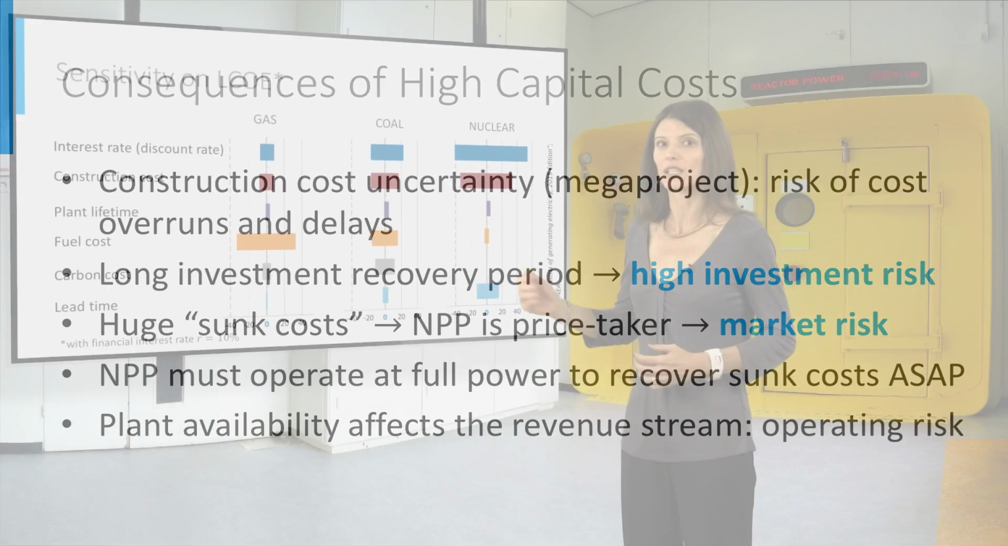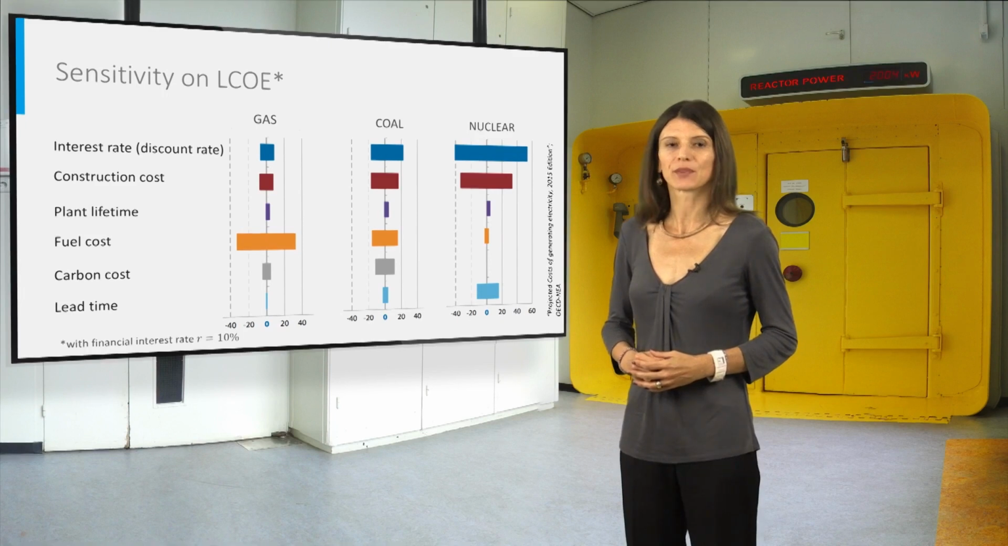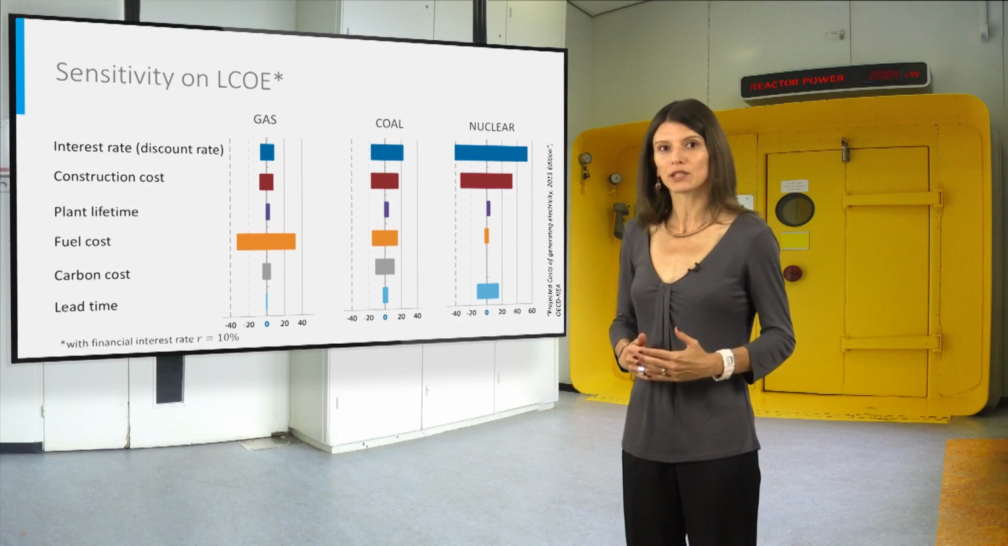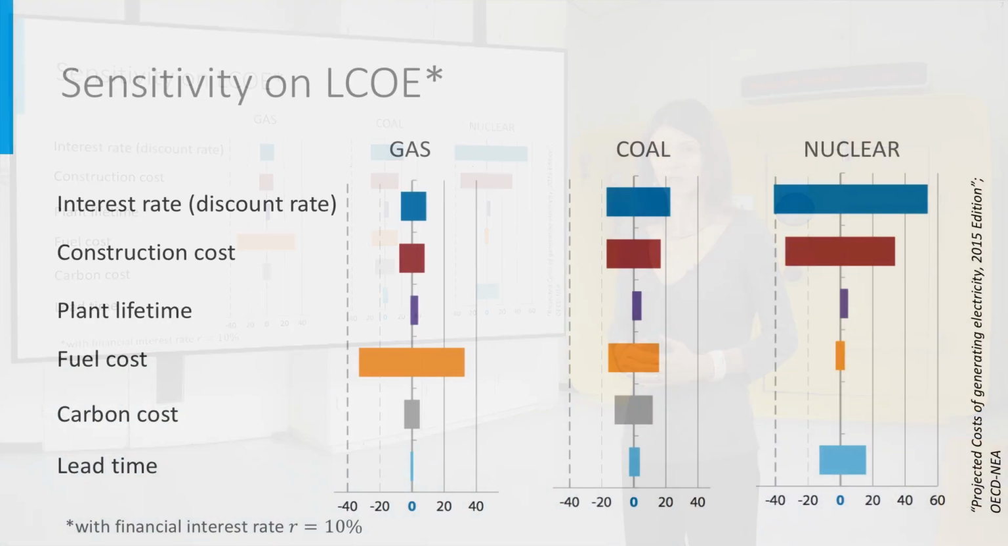Here, a sensitivity analysis on the LCOE is provided. Each input is increased and decreased by 50%, and its impact on the LCOE is calculated separately. The percentage change in the LCOE is represented in the graphs on the screen. The most sensitive parameter is the financial interest rate. Construction cost overruns and construction lead time are major concerns, since these can seriously undermine the nuclear project economics by deteriorating the profitability and increasing the LCOE.